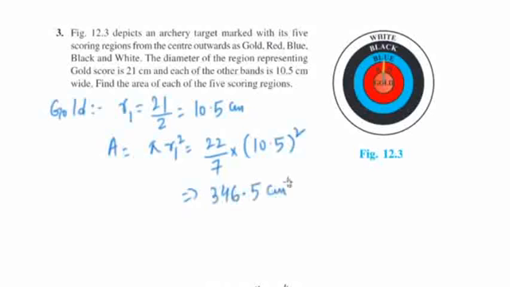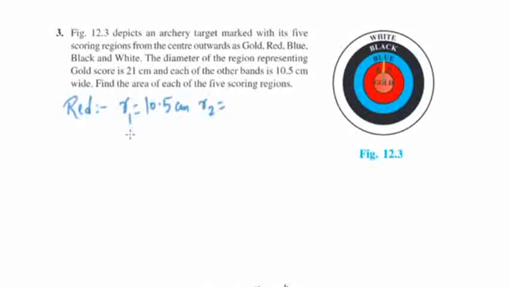346.5 square centimeter. Now for the next circles we will take the radius as r2, r3, r4 like that. Now let's find the area of the red region. We know the radius of the innermost circle, that is 10.5 centimeter, and the radius of the second circle, so the width is given, that is 10.5. So the radius is 10.5 and the width is 10.5.